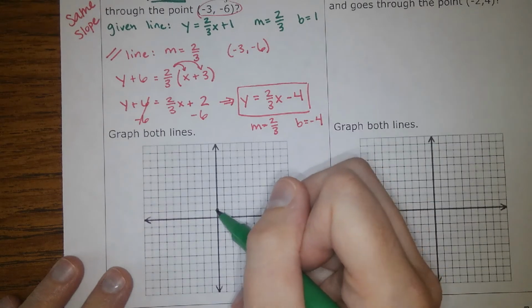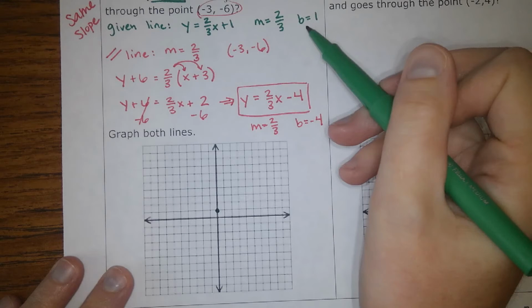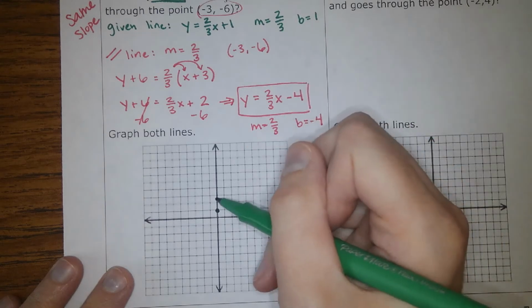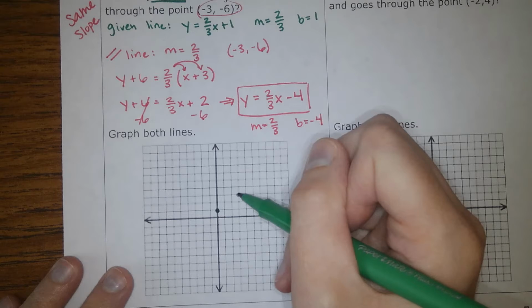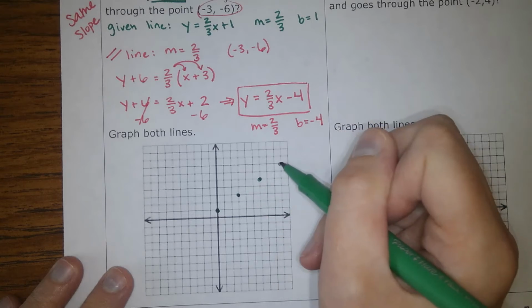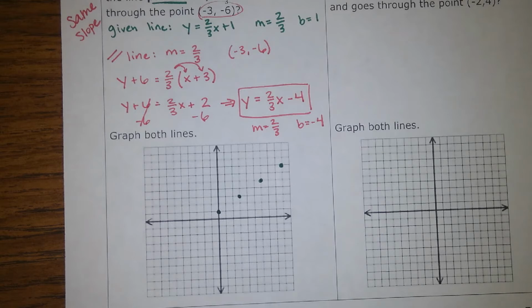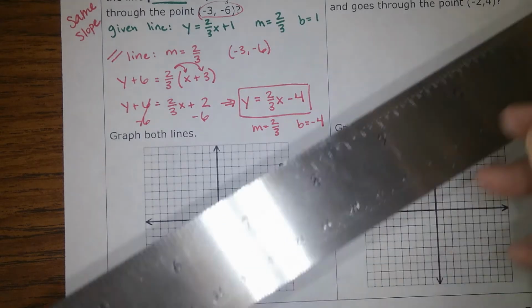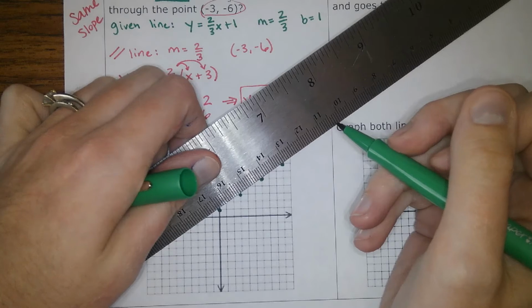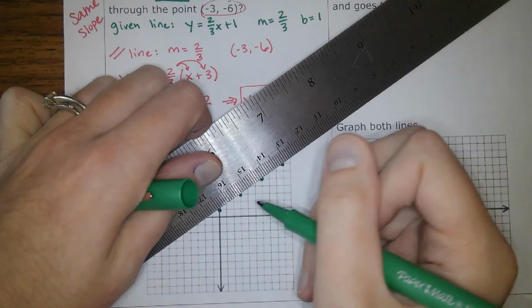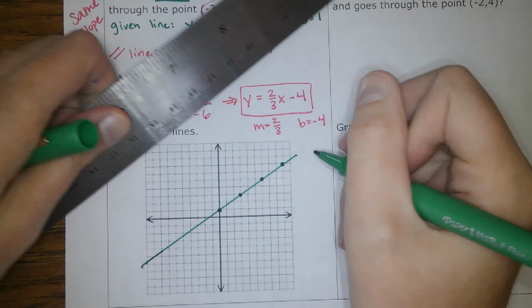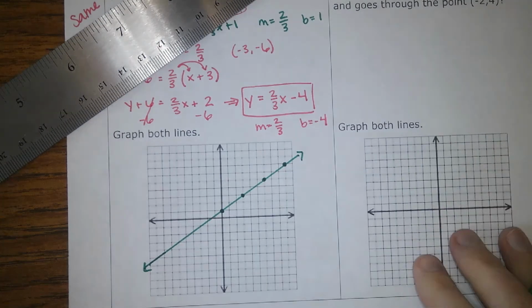So we know my y-intercept is 1, because we got that from our equation, and then the slope is 2/3. So that means we're going to rise 2, and then run to the right 3. Rise 2, run to the right 3. Then you take your straight edge, my ruler, and I am going to just draw my little line here, all the way through the x-axis.